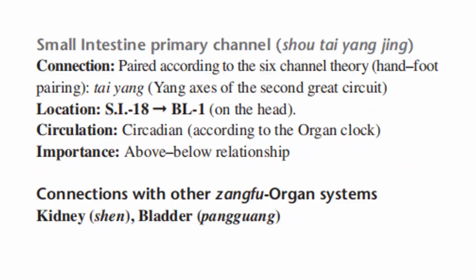Small intestine primary channel connection: paired according to the six-channel theory, hand-foot pairing, Tai Yang, yang axis of the second great circuit, location SI18 to Bladder 1 on the head. Circulation: circadian according to the organ clock, importance: above-below relationship. Connections with other organ systems: kidney, bladder.